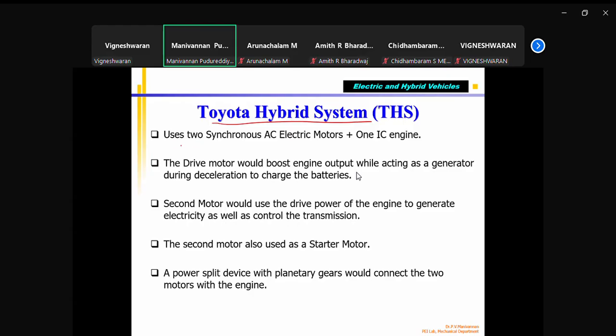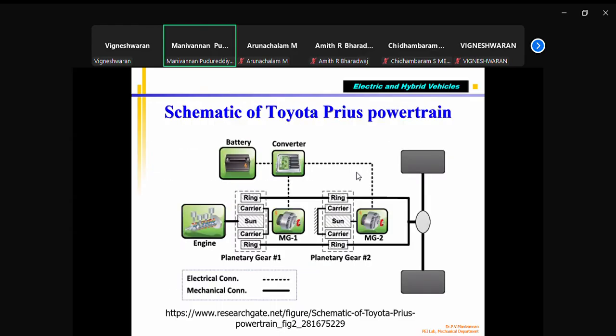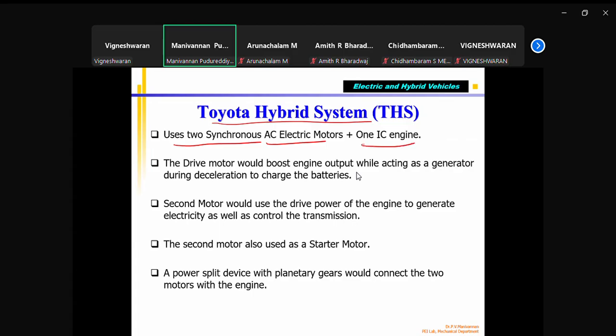It uses two synchronous motors. Please note, as I told you, the motors can be DC motor or AC motor. Toyota is using AC motor, called synchronous motor. It is not a DC motor. AC motors are highly efficient, electrical power losses are minimal, and they are rugged compared to DC motors. Maintenance is very easy. That's why they are using AC synchronous motors and one IC engine.